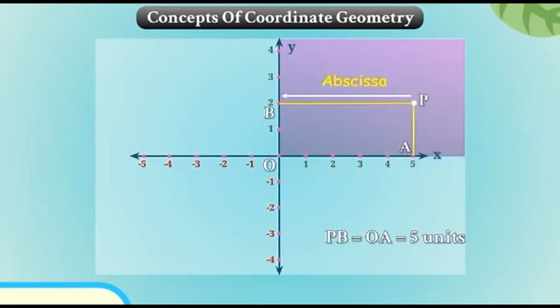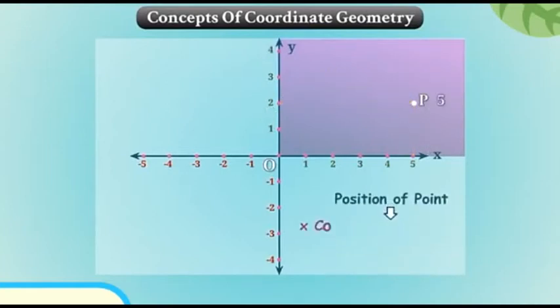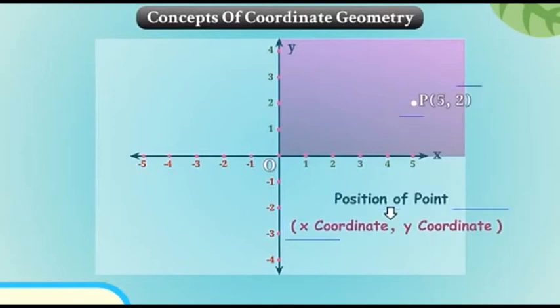Similarly, to measure the perpendicular distance of the point P from the x-axis, we move along the direction of the y-axis and measure the distance. Here, PA is equal to OB is equal to 2 units. This distance represents the y-coordinate of the point P. The y-coordinate is also called the ordinate. To write the position of the point, we write the x-coordinate first, followed by a comma and then the y-coordinate inside a bracket. Such representation is called the coordinates of point P.